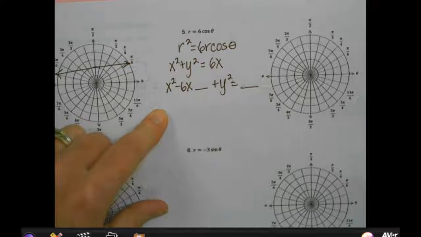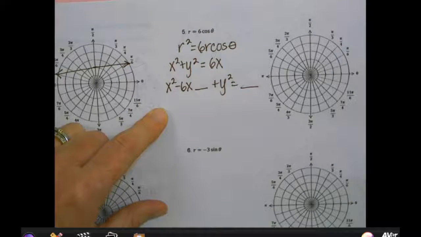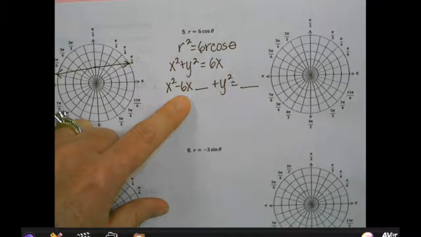I'm going to leave a space because we're going to complete the square there. And so what number goes there? That's the b divided by 2 squared. So it's plus 9 on both sides.